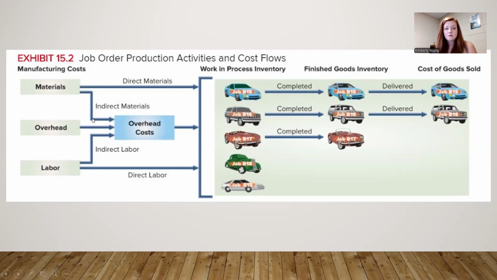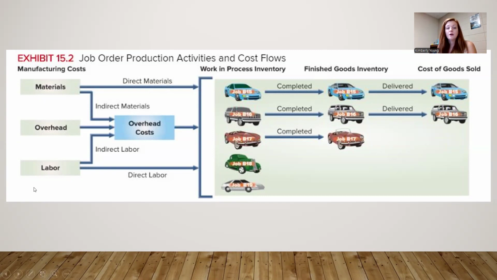Then we have our indirect materials. Maybe this is some nuts and bolts for putting in this system. Those are going to make a little pit stop in our factory overhead cost. Then we have all of our other overhead costs like depreciation expense, insurance on our equipment, and rent for the building that we would be putting in these alarm systems.